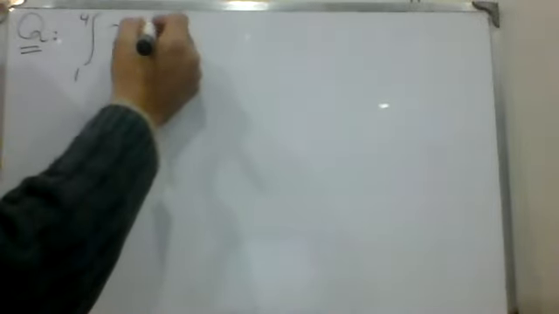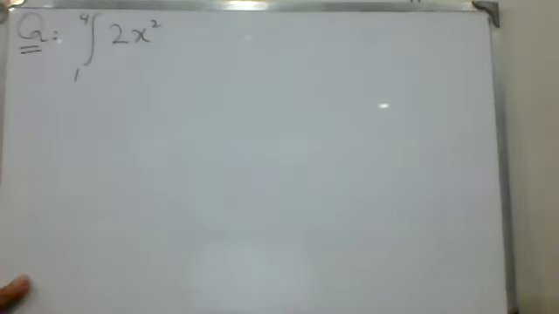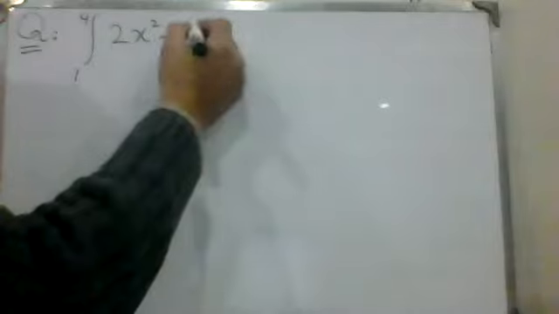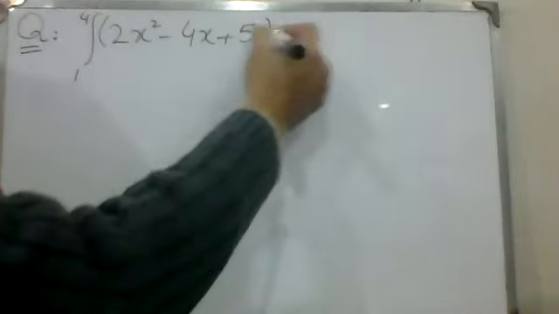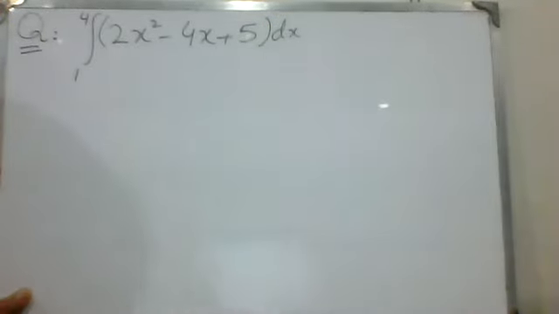Here is another question. The question is the integral from 1 to 4 of 2x square minus 4x plus 5 dx. That is our problem. We solve that problem for the definite integral like this.